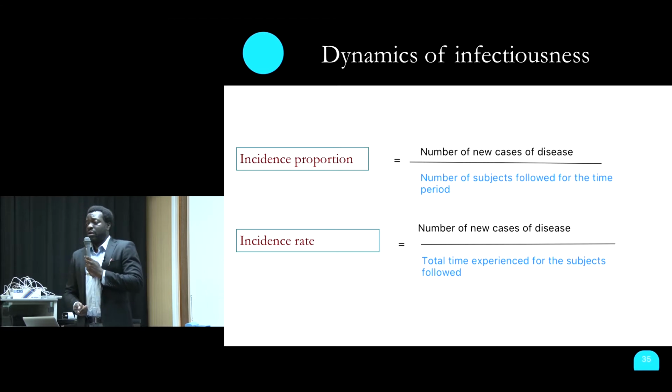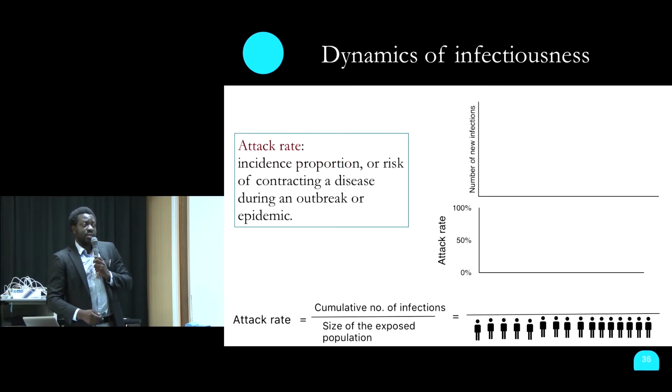And another way to measure the frequency of disease is the incidence. We have the incidence proportion and the incidence rate. The incidence proportion is the number of new cases of the disease divided by the number of persons followed during the period of time. The incidence rate is relatively the same, but we use the total time experience for the subjects followed. But both of them generally don't tell us anything about the transmissibility of a disease.